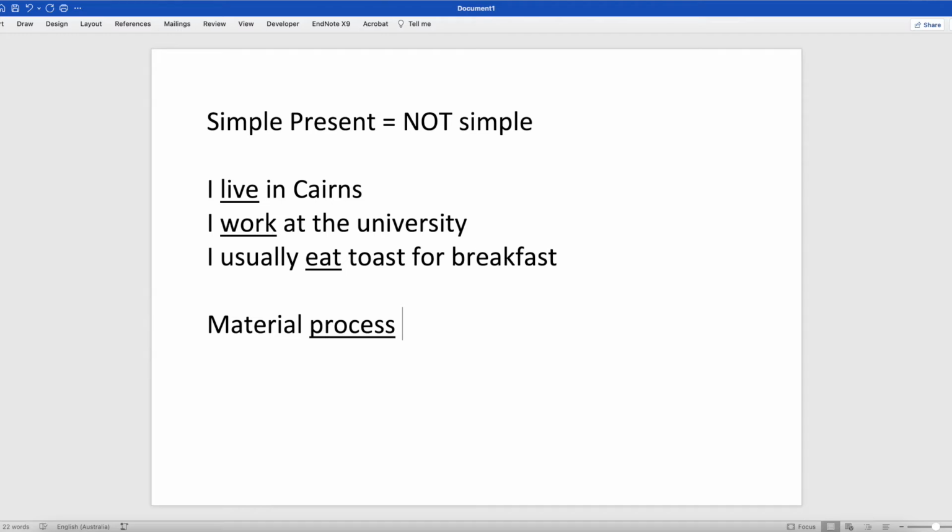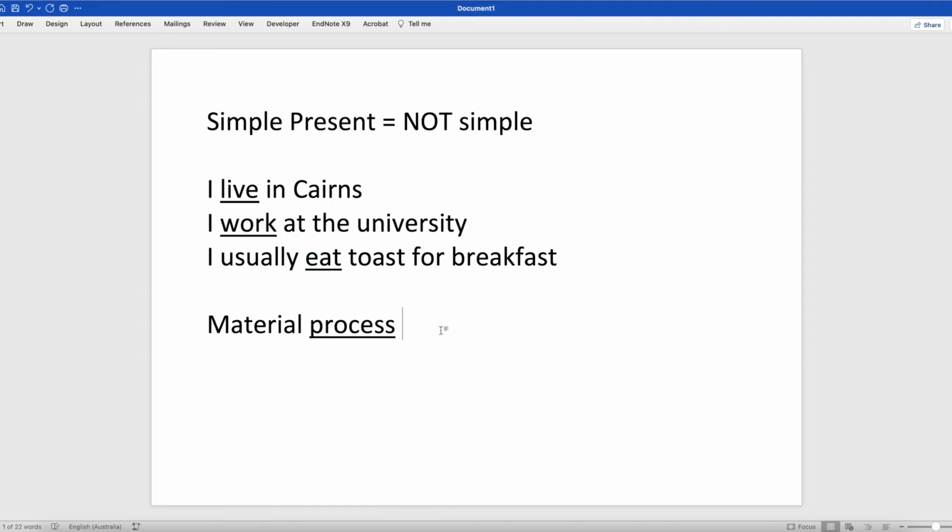What that means is, in a sentence like this, I live in Cairns, we have the verb live, but what is the event of living? What is the meaning of live? It's something that people do. All right, it's something that people do. It's a material process. And it's maybe not the best example to start with. A better example may be eat. So eat is also a material process because it's something that people do.